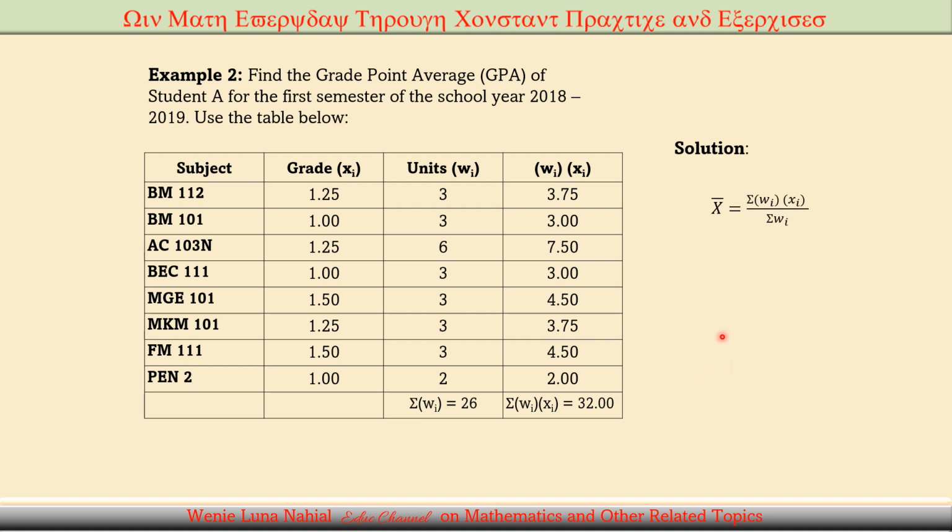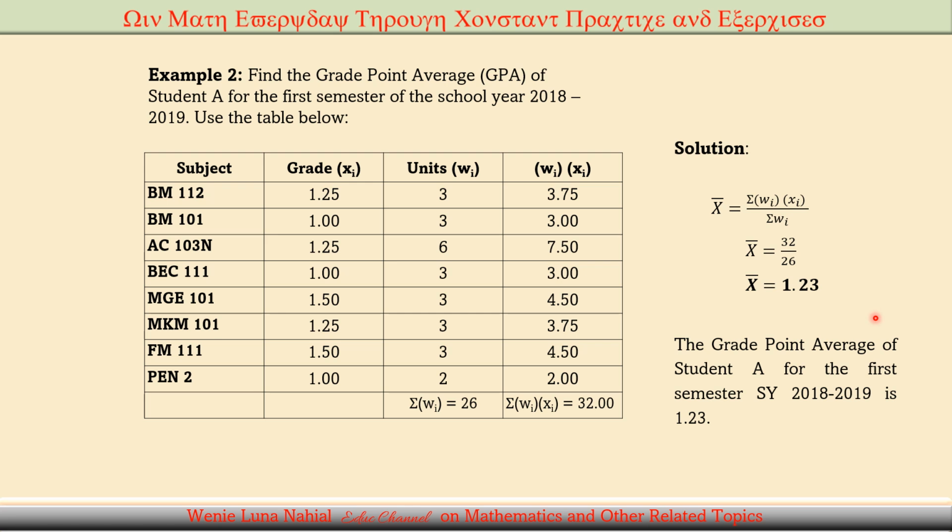So in our solution, the mean is the summation of the product of the ratings and the units earned divided by the units earned. So we have here 32 over 26. So we got what? 1.23. So this means that the grade point average of student A for the first semester of school year 2018-2019 is 1.23.